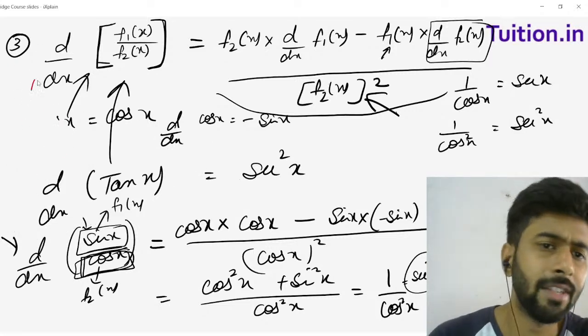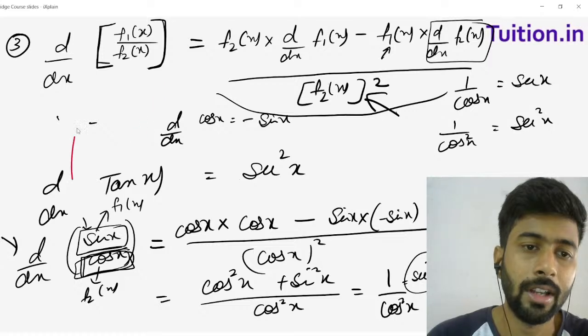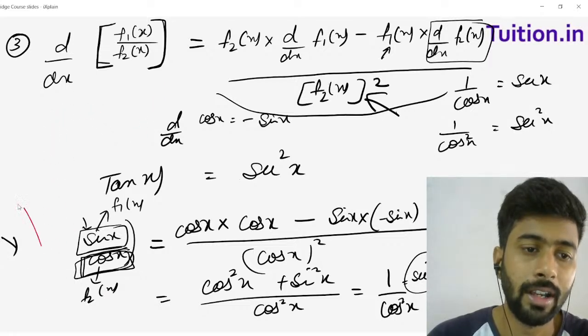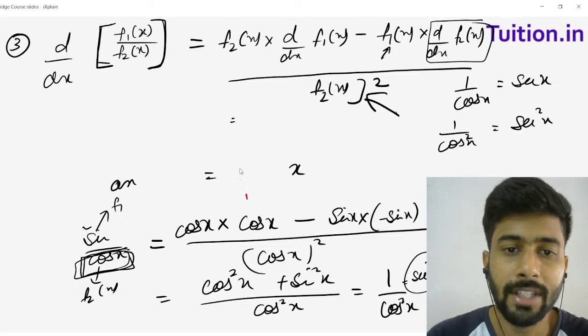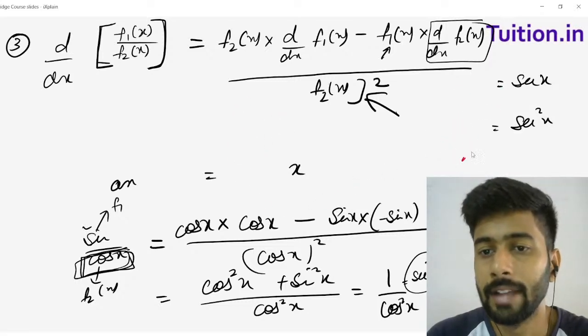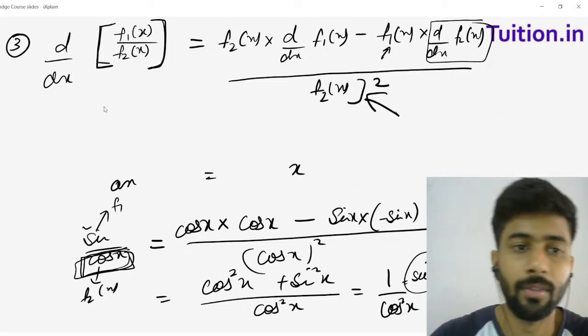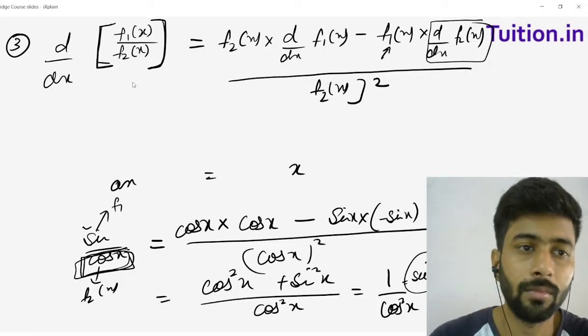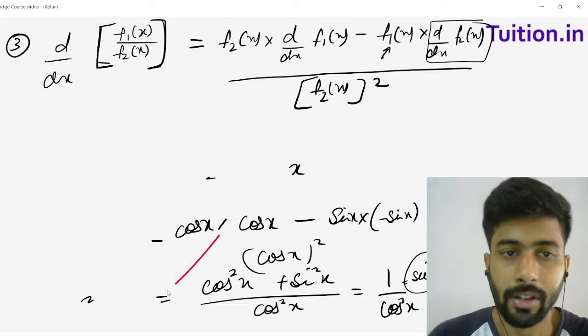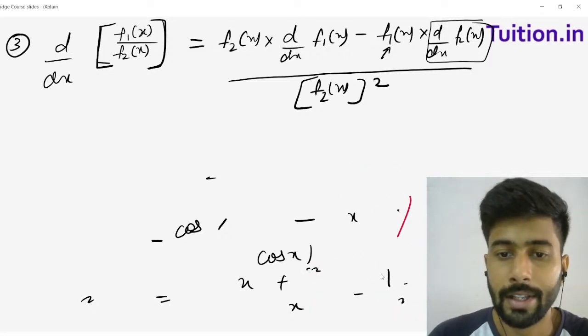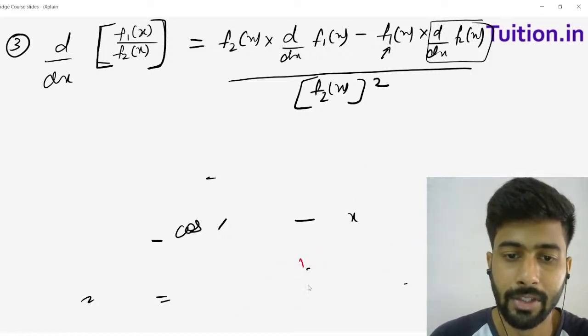So this was a specific case where my f1x was sin x, f2x was cos x. But sometimes they need not always be sin x and cos x. They can be anything. And this law can be applied to it. Also, guys, I would want you to notice this fact here. Let me just quickly rub this and I'll show you what I'm trying to say.